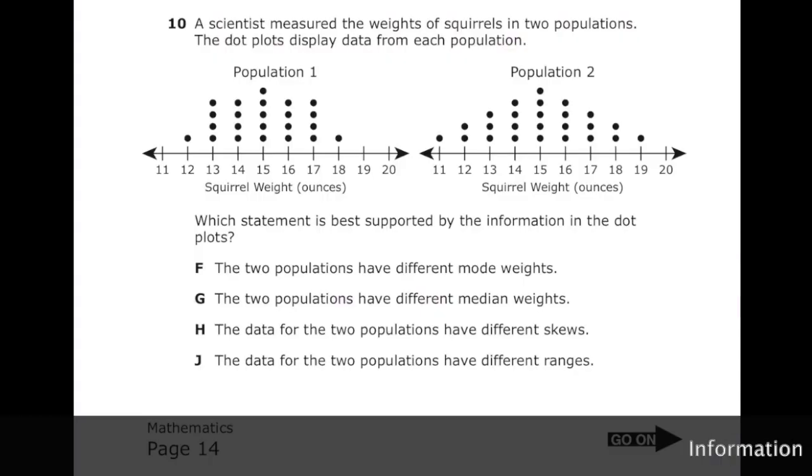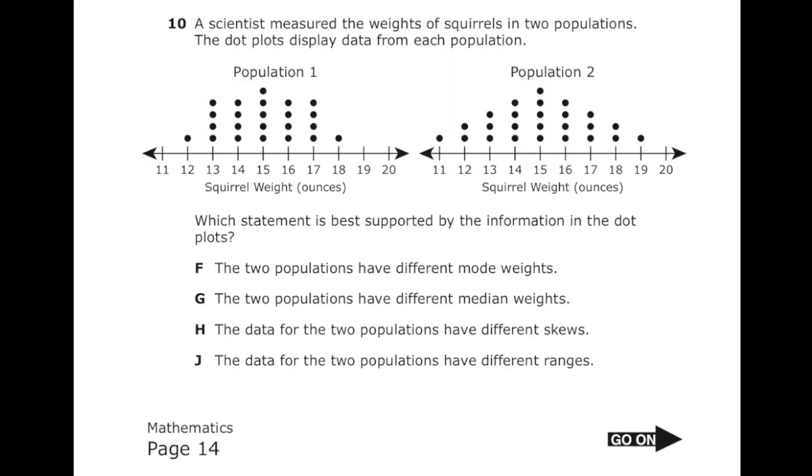This is number 10 from the 2022 7th grade math STAAR test. A scientist measured the weights of squirrels in 2 populations. The dot plots display data from each population. Which statement is best supported by the information in the dot plots? So let's go ahead and go through each answer choice.